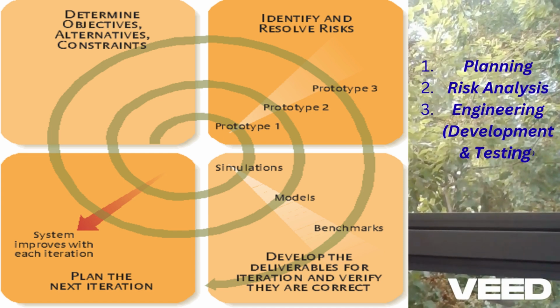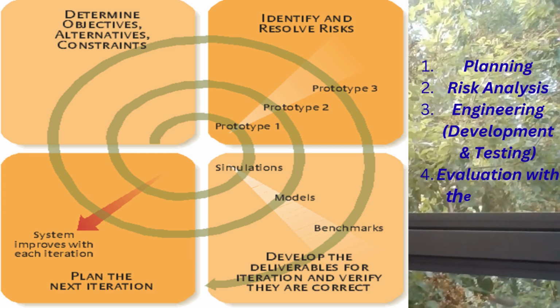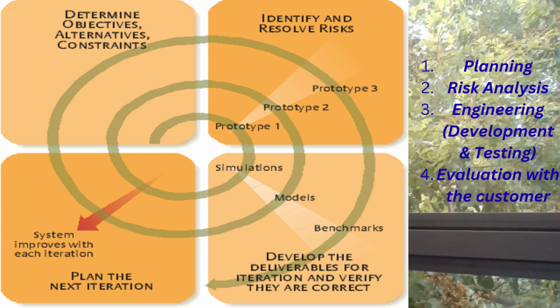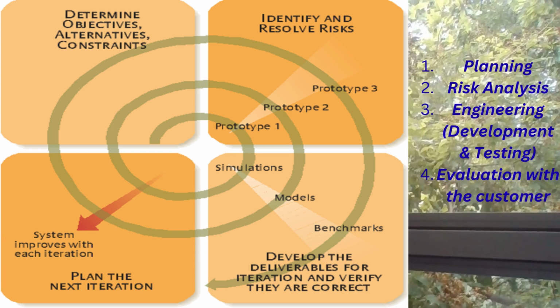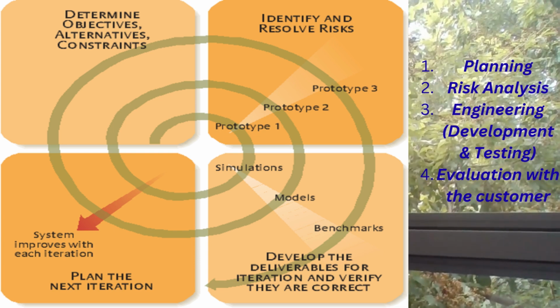Imagine a spiral moving outward. Each loop has four stages: 1. Planning, 2. Risk analysis, 3. Engineering, including development and testing, and 4. Evaluation with the customer. Every loop adds more functionality while also managing the risks.